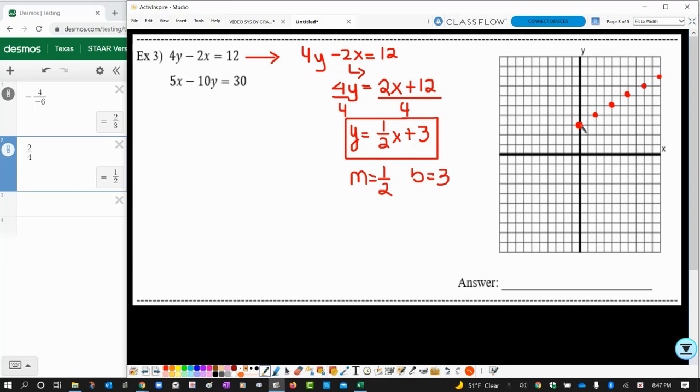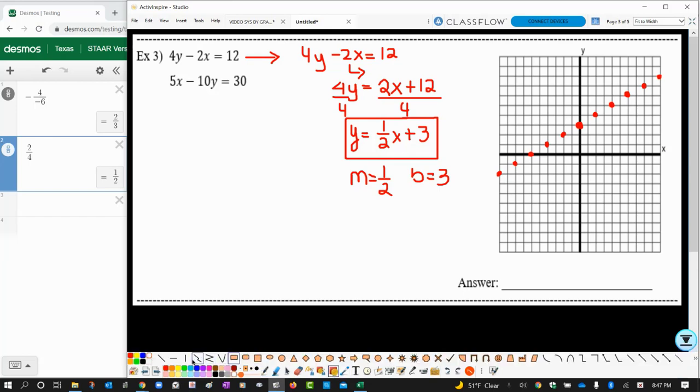Once you finish the right side, go down 1 over 2, down 1 over 2, down 1 over 2, and same thing. Finish the left side. Once you finish that, you should have gotten a straight line. So now let's connect those dots with a straight line. Make sure you use your ruler so it looks really nice.